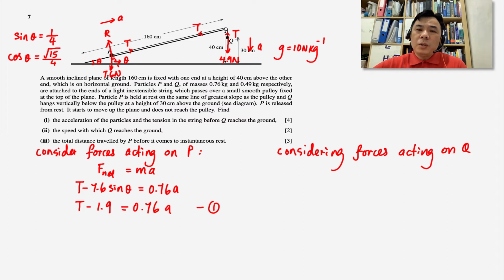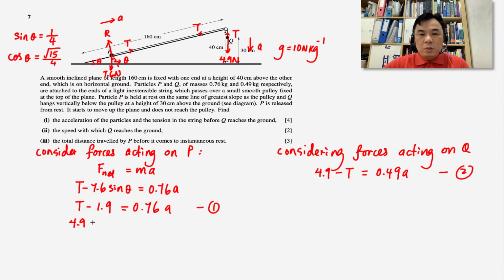So by considering the forces acting on Q, we will have 4.9 minus T, which will produce the downward acceleration, which is 0.49 A. As I mentioned before, it's the same acceleration, I would say the same magnitude. Now that will give us the second equation. All right, now in order to solve this easily, I might as well write this down side by side, so it's easier for you to digest the simultaneous equations.